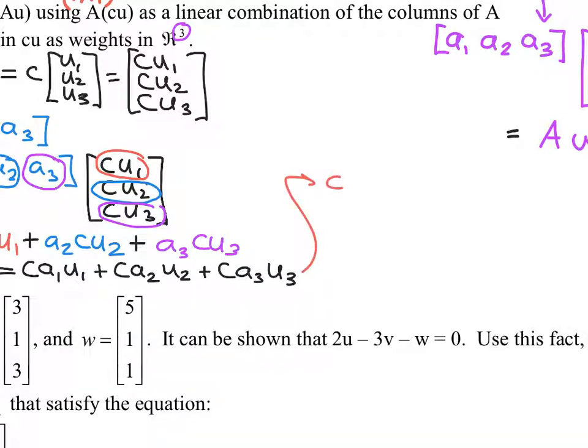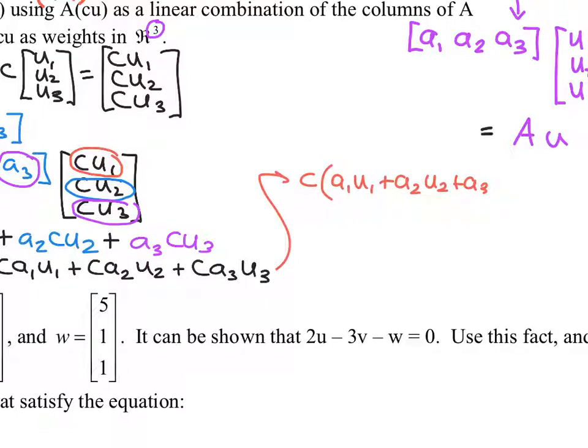So C times A1U1 plus A2U2 plus A3U3. All right, so A and U are represented in the linear combination form, but still I want it to be represented as a product of A and U.